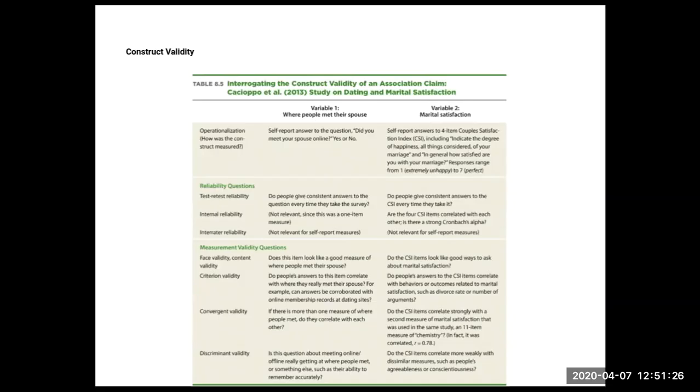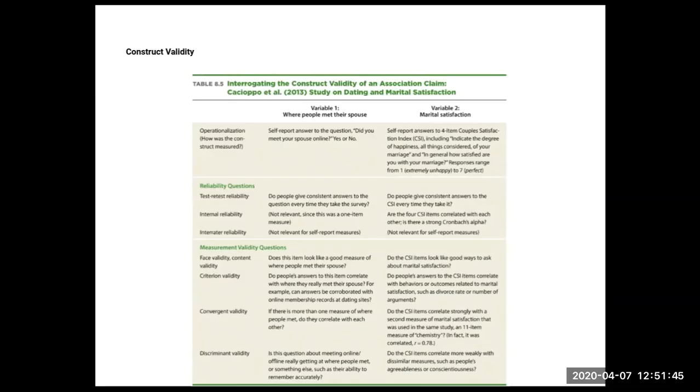And discriminant, in this question about meeting on and offline, is it really getting at where people met, or something else, such as their ability to remember accurately? No, I think it's pretty good. We wouldn't really have anything discriminant, but if you met them online, it should not correlate with an offline thing, and vice versa.